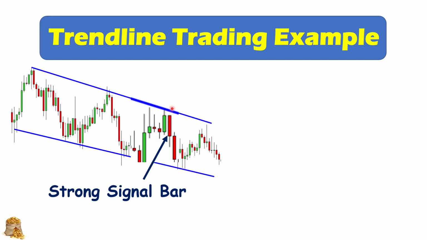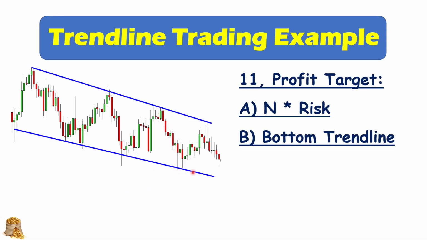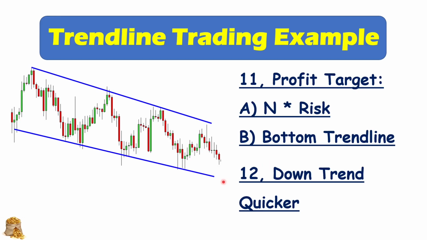After this bull bar testing the top trend line, the market comes down with a very strong signal bear bar. This signal bar is strong because the body accounts for over 60% of the whole candlestick, and then you can trade downward. After that, the market comes down to test the bottom trend line. Again, your profit target could be n times of your risk, or you can set the bottom trend line as your profit target. Another thing you should notice is that the downward trend is quicker than the upward trend here.